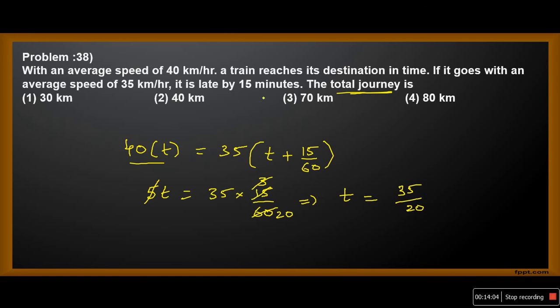What is the question asking us to find? Total journey. Total journey is nothing but 40 into t. So 40 into t equals 40 into 35 by 20, 2 ones are 2, 2 twos are 2, which equals 70 kilometers. So the answer is option 3.